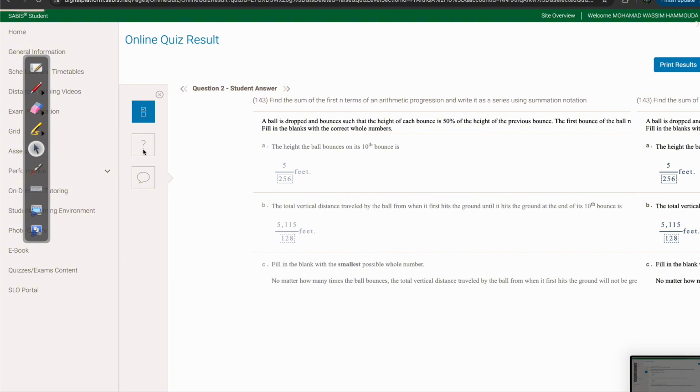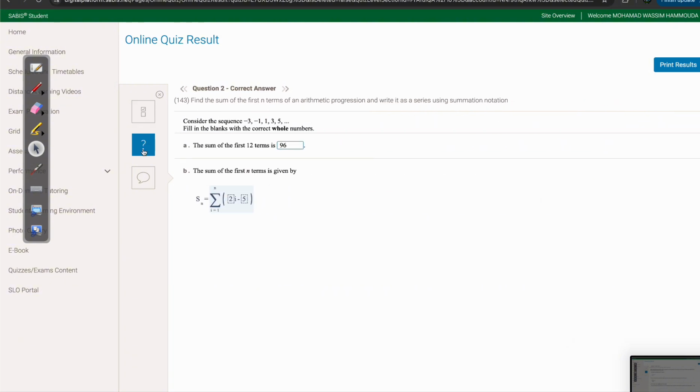Number 2. Consider the sequence -3, -1, 3, 5. So first, let's find the common difference. So we're gonna do -1 minus -3, which is equal to 2, right?